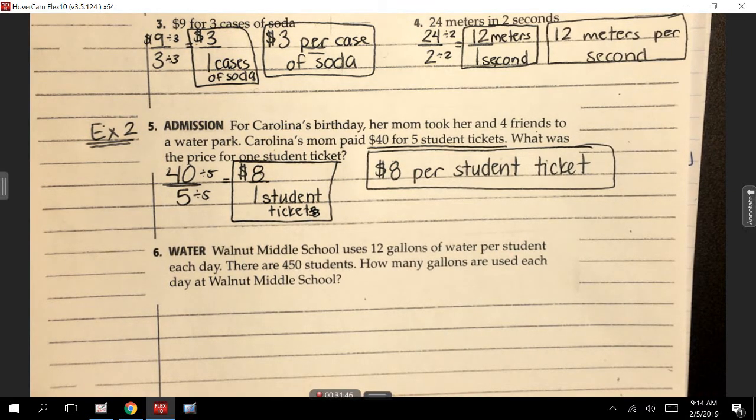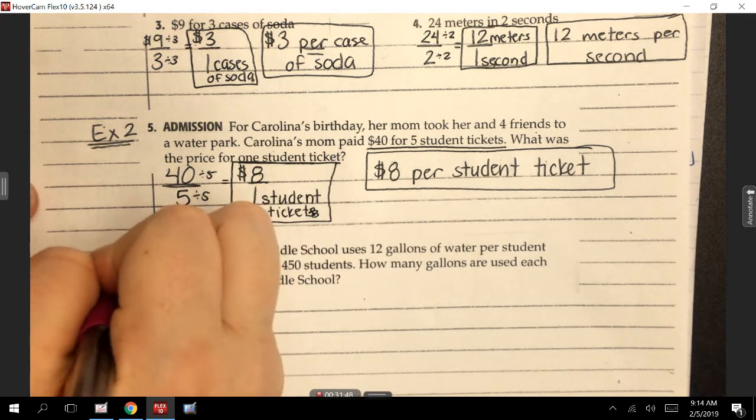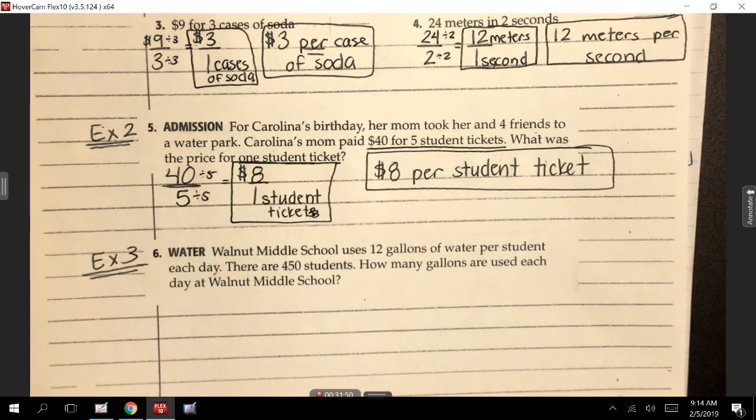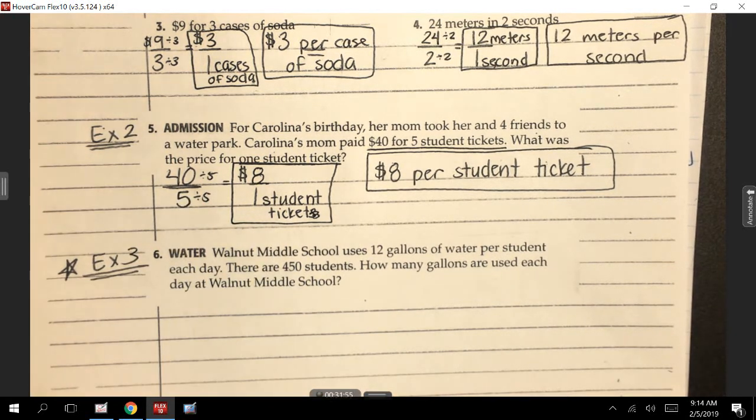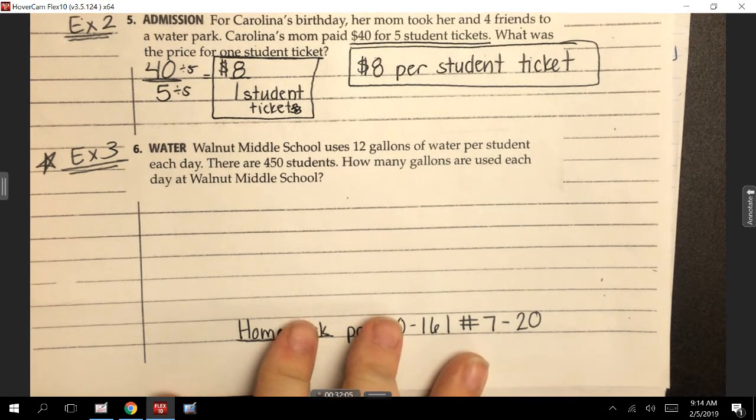Number 6. Example 3. Number 6 is example 3. And I want you to put a little star here. If it's a hard problem, it's probably example 3. Okay? So here's our challenge. Because y'all agree, so far this has been way easy, right? Like super easy. Okay. So number 6, now we got to have a little bit of a challenge.